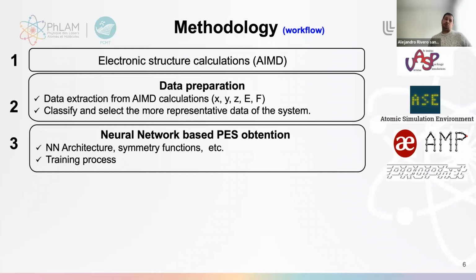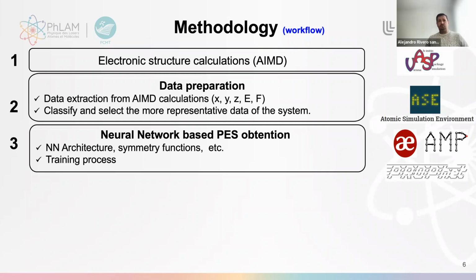The third step, for sure, is the obtaining of the neural network based PES. For that, you need to select the architecture of the neural network that you will use, the symmetry function that you will use, and for sure after that, you are able to do the training process. For the training process, you can use the software of your preference. I put here some open source codes that you can find on the internet to do this kind of calculation: AMP, that is based in Python, and ANN, that is based in Fortran.